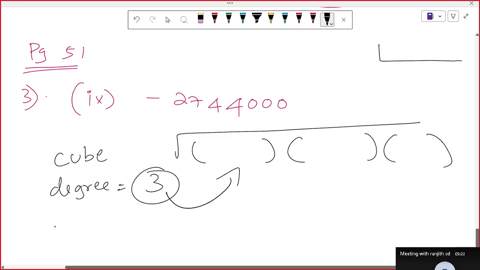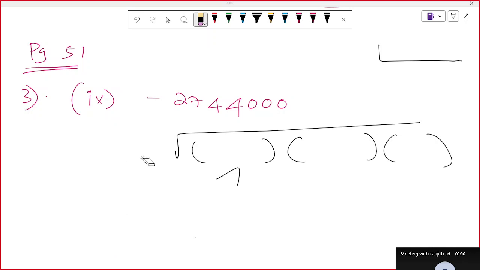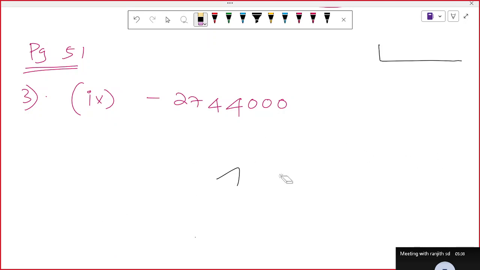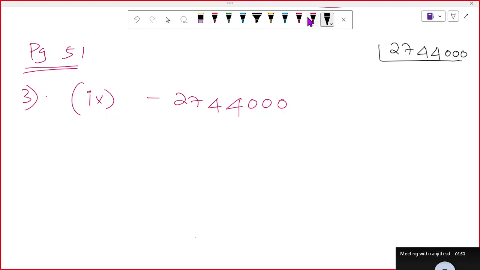If the degree is 3, you have to find for 3. And for square, the degree is 2. That's the reason we pair two values, two numbers. And for cube root, when minus is given, the answer also should be negative. So 2744,000. Okay, forget about the zeros. We have 4 here, so start from 2.